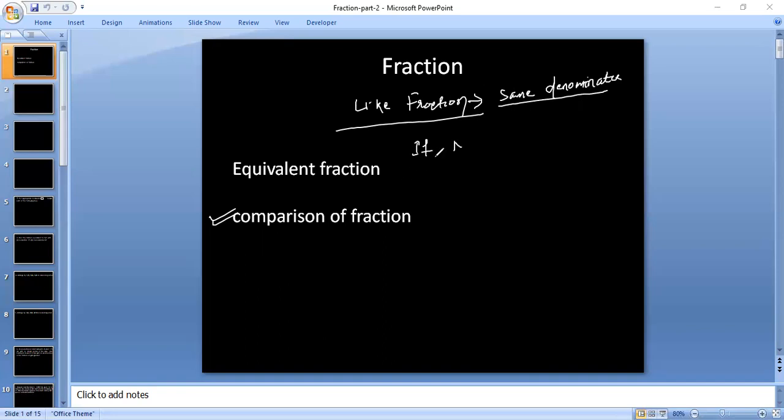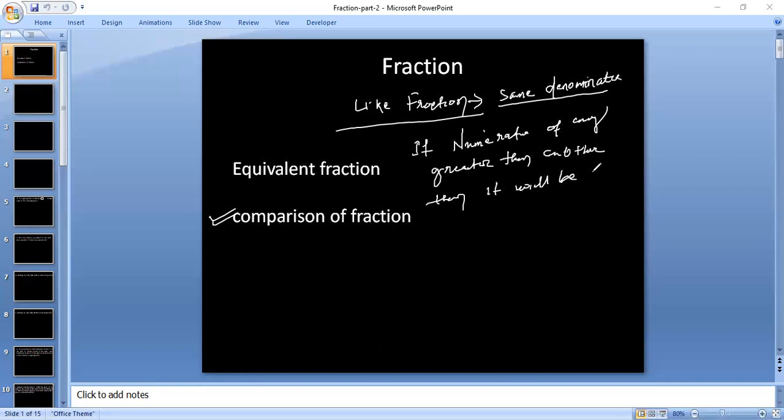Focus on the numerator of two like fractions. If the numerator of one is greater than that of another, then it will be greater.